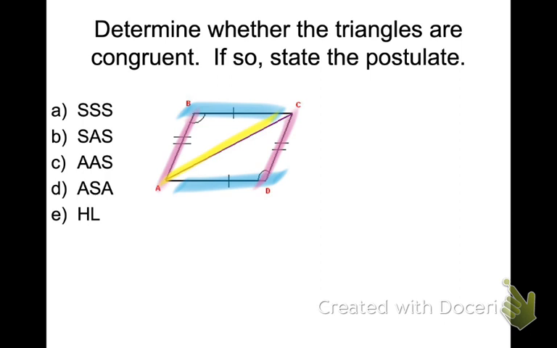Could it be side, angle, side? Yes, we've got side, side, angle, so side, angle, side. Could it be angle, angle, side? Nope. Why not? Because I don't have enough angles, which means I can't have it be angle, side, angle. Can it be hypotenuse leg? Why not? Not a right angle. It only works for right triangles.